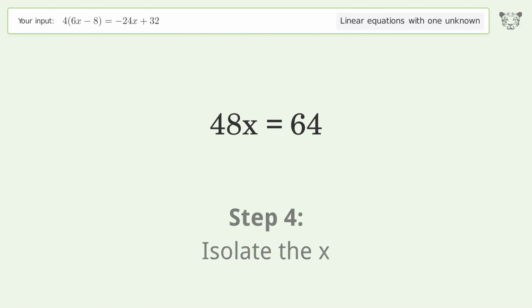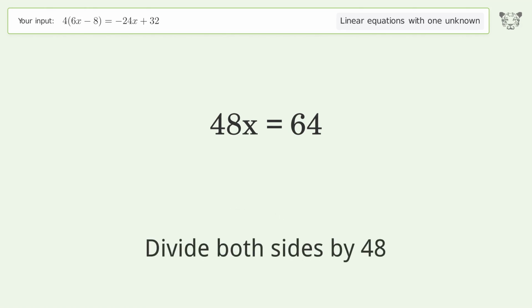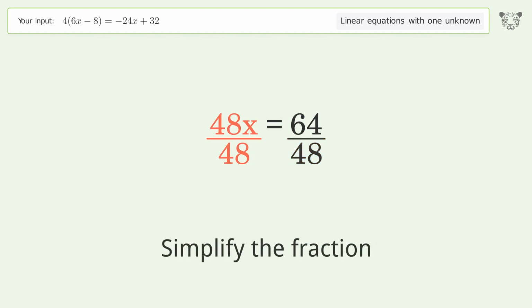Isolate the x. Divide both sides by 48. Simplify the fraction.